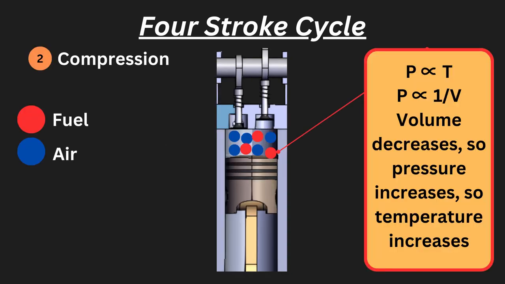As the air and fuel are mixing, the piston is compressing the air-fuel mixture. And it does this because as you decrease the volume of a certain area, the pressure within that area increases, which thereby increases the temperature of the area, which would make the particles move faster. And so we have this pressurized air-fuel mixture that's compressed in the compression stroke.